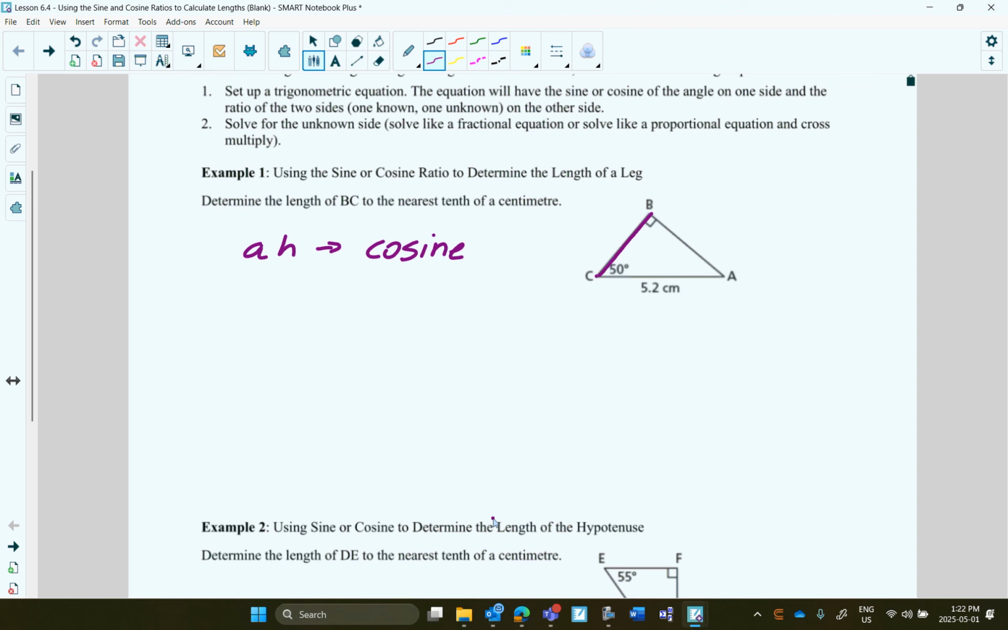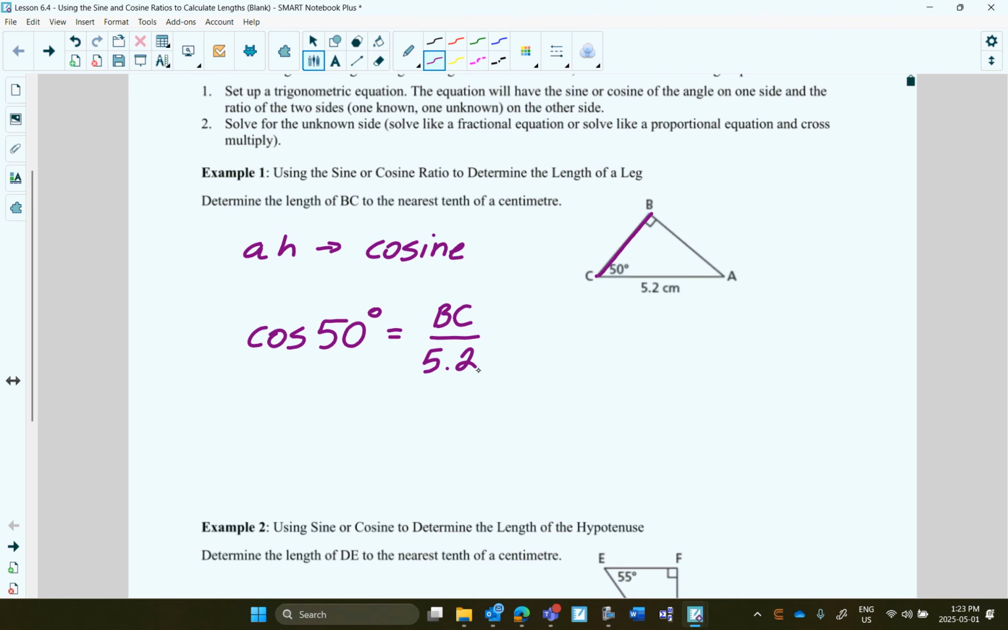So we need to set up our equation. The trig, cos. The angle, which is? What's the angle? 50 degrees. Equals the adjacent side, which is BC, because I don't know it. Over the hypotenuse, which is 5.2. There's our equation. And now algebra kicks in.